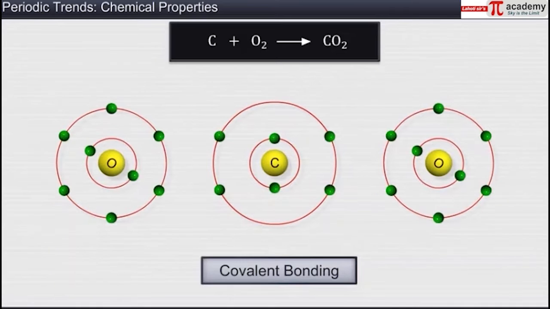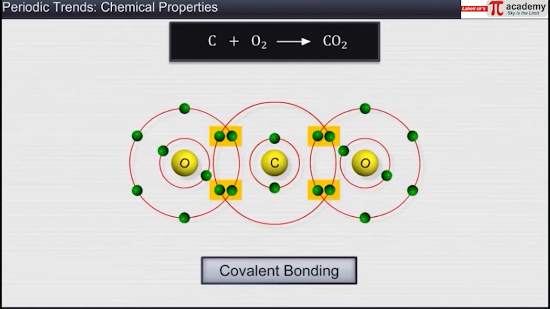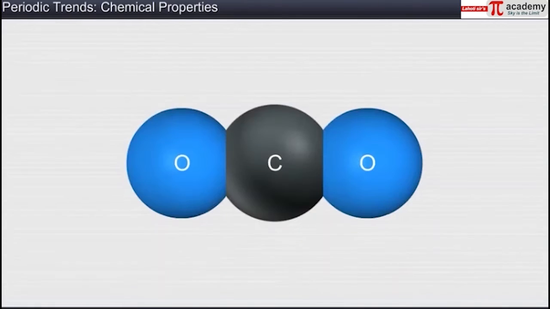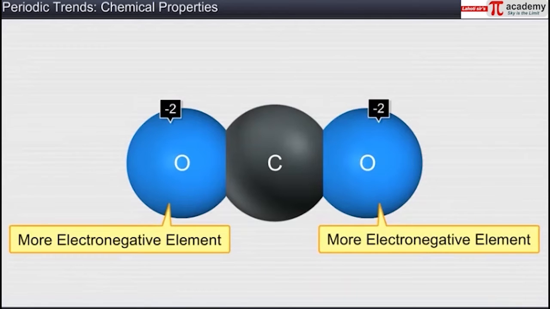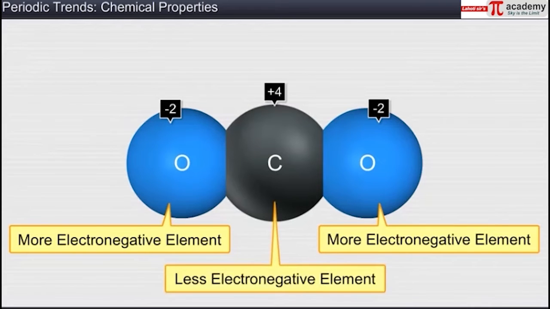But what happens in case of covalent bonding, where elements only share electrons, not gain or lose electrons? The oxidation state exhibited by an element in a covalent bond is equivalent to the charge acquired by its atom based on its electronegativity with respect to other atoms in the compound. The more electronegative element in a compound is given a negative oxidation state, whereas the less electronegative one is given a positive oxidation state.